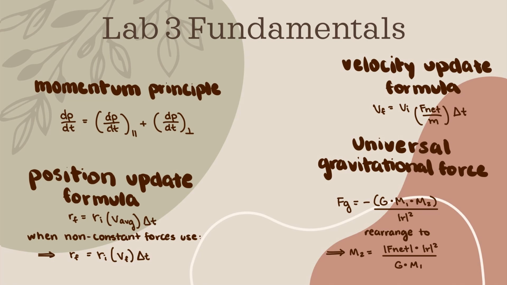We will also be using the position update formula, where final position is equal to initial position plus average velocity times change in time. But since we are using non-constant forces in this lab, we'll change the average velocity to final velocity. And this will give us an answer that's not entirely precise, but it's as close as it gets. And then we will also be using the universal gravitational force.